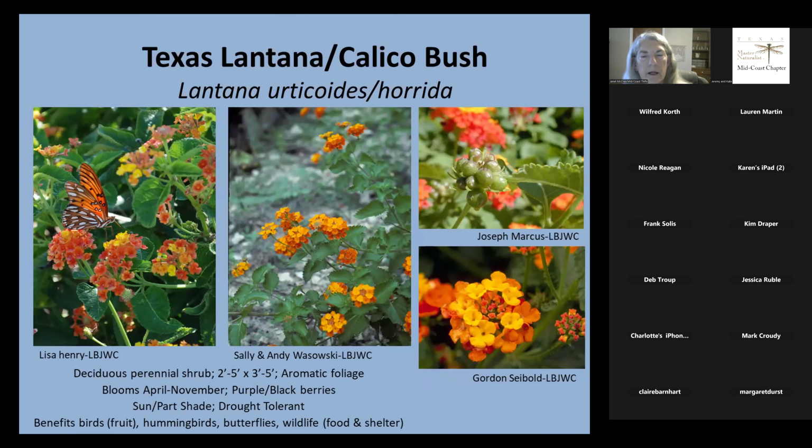Texas lantana. Now it's Lantana urticoides or Lantana horrida that you want to get if you're at the store. The Lantana camara, which is with the pink in it, or even the solid yellow, they are not the native ones. Only the ones that are orange and yellow are the native lantana. It has aromatic foliage, but it's not a very sweet fragrance. It's more of a pungent fragrance. And it gets purple black berries that the birds like, but don't eat them. They're not edible by people. And it's a very drought tolerant plant.